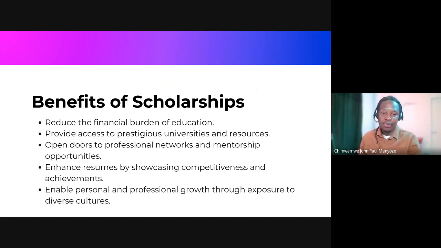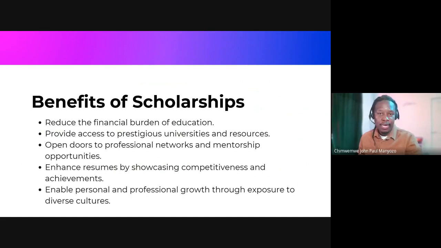Scholarships also open doors to professional networks and mentorship opportunities. A good number of the scholarships, again, they focus on building leadership and therefore they are building mentorship programs. They are also building networking opportunities, which allow you to network with people within your current cohort, people from different programs, and scholarships. They provide an opportunity for you to do that.